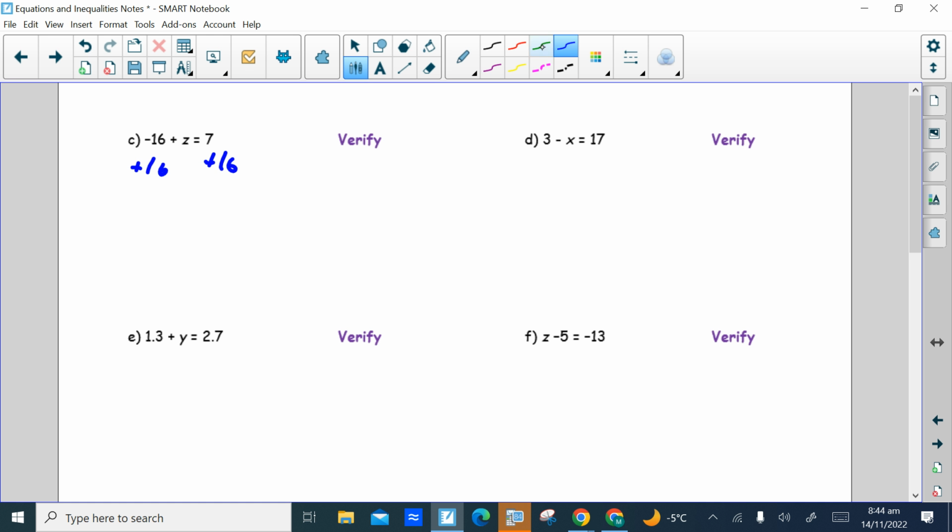We need to get the letter Z by itself. And the reason this works is because on the left side, negative 16 plus 16 cancels. You've got Z by itself. And on the right side, 7 plus 16 is 23. So now we're going to check it. Make sure.